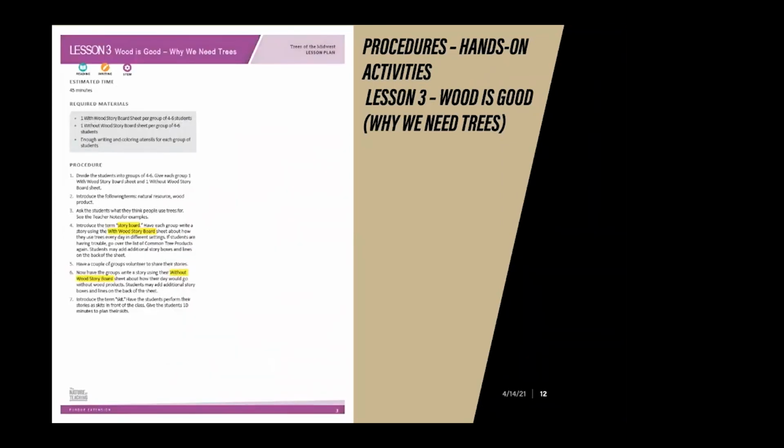Today I will show you 2 different activity sheets that your students will complete as part of this lesson. We will have 2 types of storyboards, one called With Wood Storyboard, where students will list common wood products found in certain rooms in their homes and how those products help them throughout the day. They will also work on another storyboard which focuses on how their daily lives would change if they weren't able to use those wood products. This is called the Without Wood Storyboard.